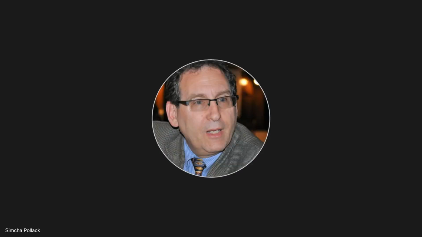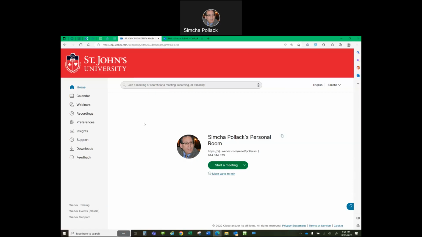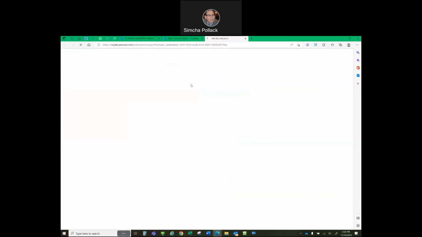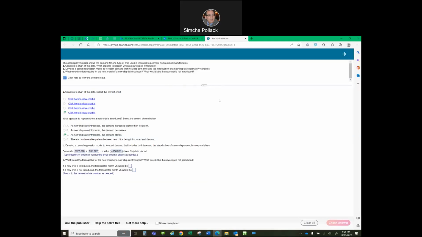Guys, an example in chapter 9, I was asked to explain. I think it's example number 5. So let's go to the Ask My Instructor link. And this is an interesting problem involving a technique of including a categorical variable to account for an event. In this case, every 4 months or so, a new chip is introduced.